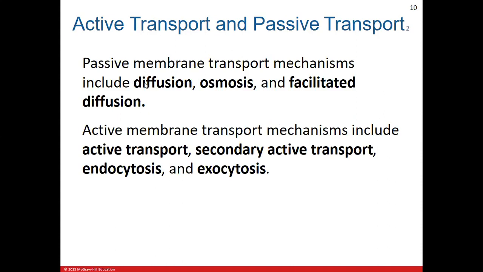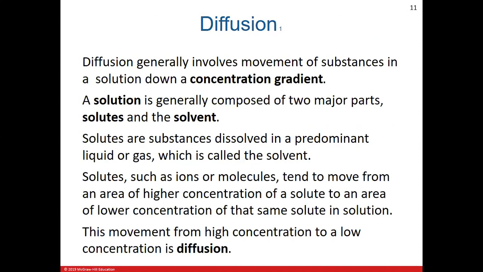The first three up here, diffusion, osmosis, facilitated diffusion, these are all examples of passive membrane transport. So none of these require energy. They take place automatically. Diffusion, osmosis, facilitated diffusion do not require energy. The second set of these, active transport, secondary active transport, endocytosis, exocytosis, these all require the ATP energy to take place. So first of all, let's look at diffusion.